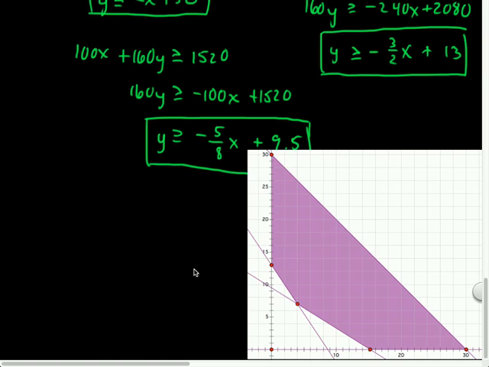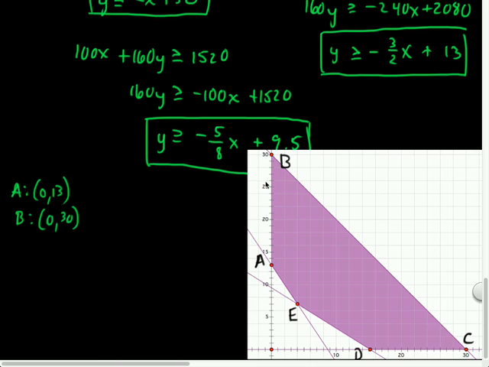So let's label these points. I guess this could be A. This could be B. It doesn't matter how you label them. C, D, and E. So let's see if we can find these. So point A is the one at 0, 13. Point B is the one that is at 0, 30.